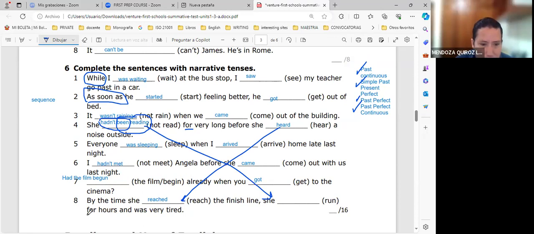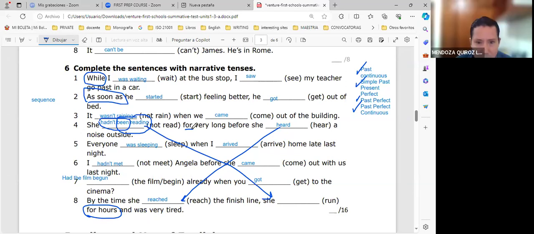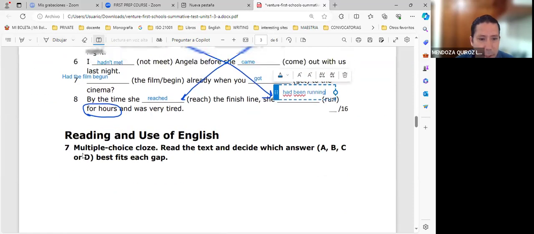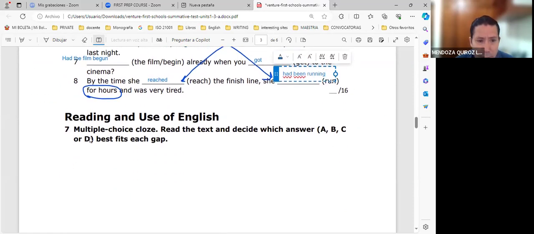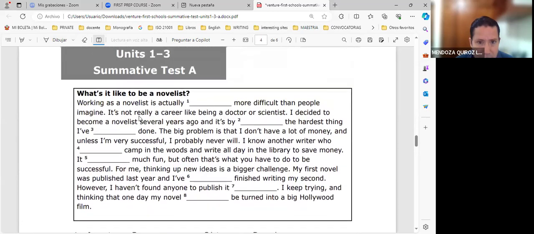Now, every time you put emphasis on the duration, it is the past perfect continuous. Look, for very long, you put emphasis on the duration of the action. She had been running. All right, there you go. Multiple choice cloze. This is part 1, no? Multiple choice cloze. Here you have the options, and here you have the spaces. Right? 1 or 2 minutes. Try to read and complete.